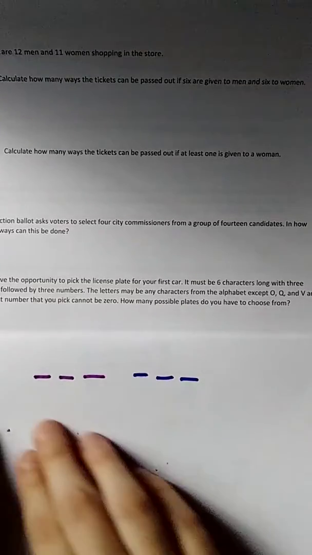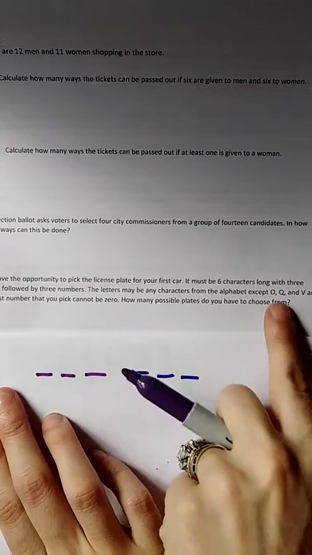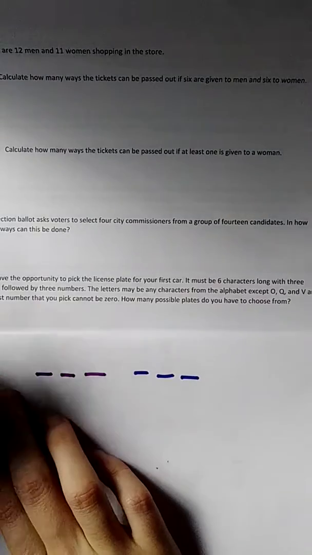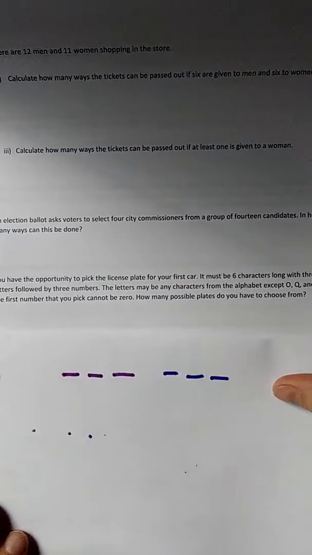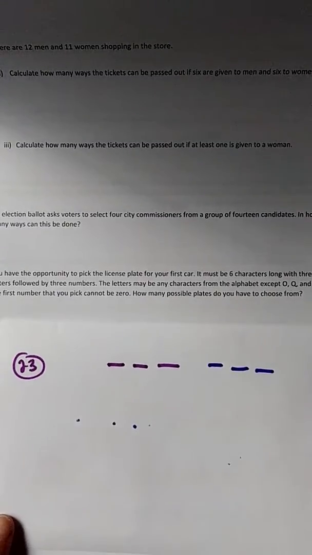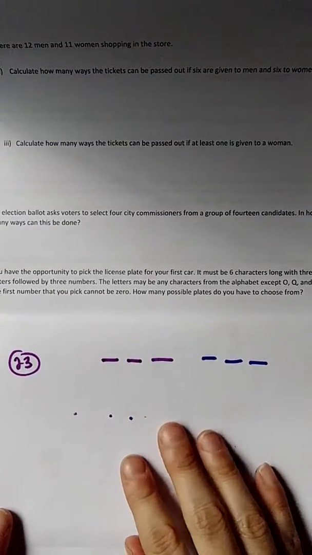So we know that there are 26 letters in the alphabet, and we have 3 that we can't choose, which means we only have 23 options for our letters, and I'm just going to write that off to the side to remind myself that I have fewer options than normal.